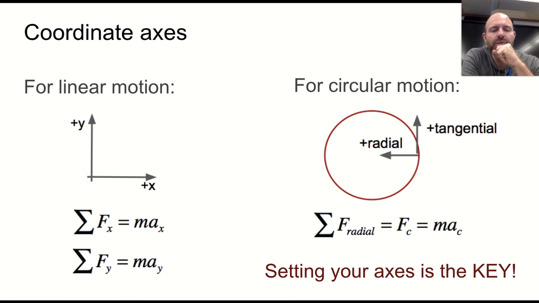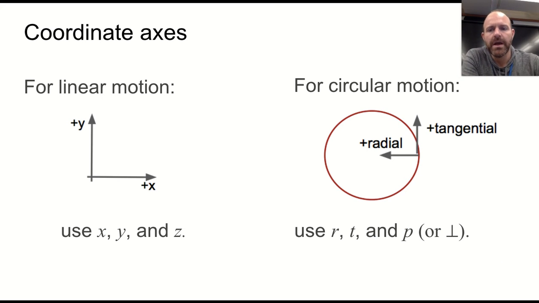So the big key to all of this is setting up your coordinate system, just like it always is, but now it's a new scenario. For linear motion, we use x, y, and z. For circular motion, we use r for radial, t for tangential, and p, or the perpendicular symbol, for perpendicular.